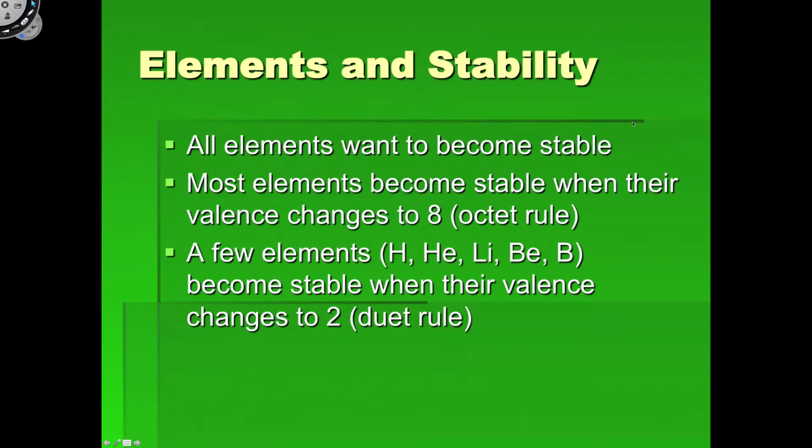Most elements follow what's called the octet rule. Basically what that means is they want to have a valence of 8. 8 is considered their goal. So if they don't have a valence of 8, they react with other elements to achieve a valence of 8. There are some elements that follow what's called the duet rule, and that's basically the 5 elements you see listed there, but there aren't many that follow the duet rule. So most elements follow the octet rule. So 8 is the magic number. When an element achieves stability, that means that they've achieved a valence of 8.